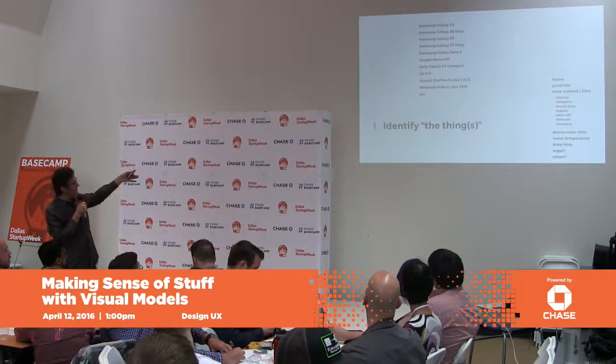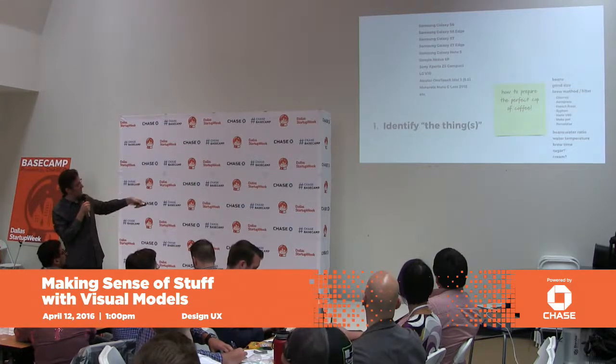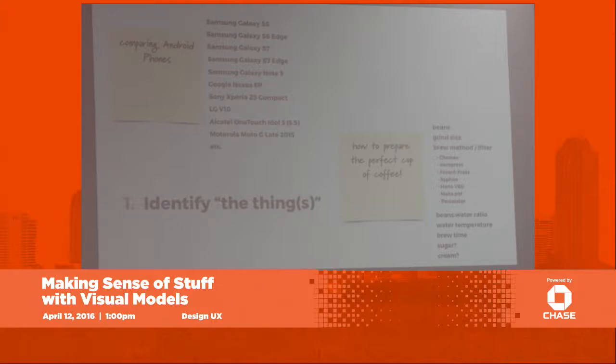So for an example of this, I grabbed 2 very different things from my brainstorming earlier. Comparing Android phones, right? That one is fairly easy because the things are all very similar. They're all Android phones, and they all have unique properties. So it's a little bit easier than, say, how to prepare the perfect cup of coffee. Because that's not a problem of comparison. You're not comparing phones. You're actually looking at the different stages or elements of something.